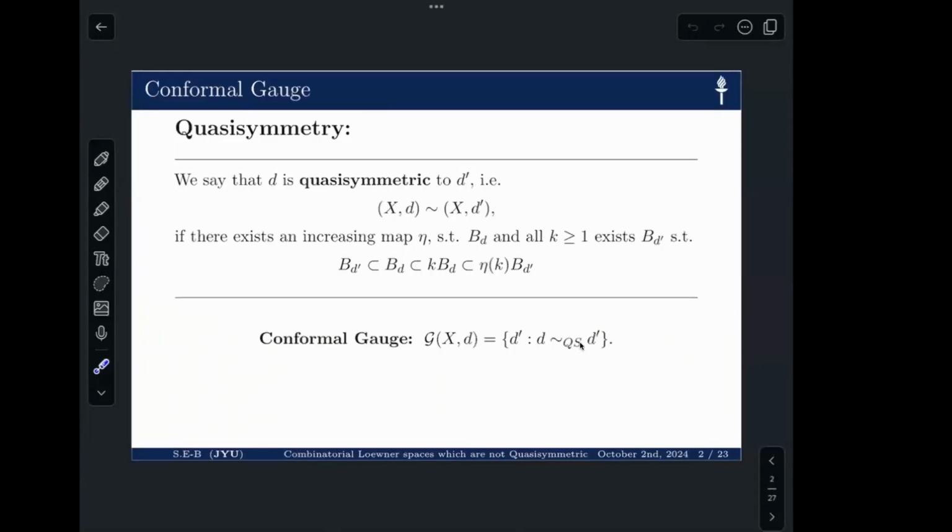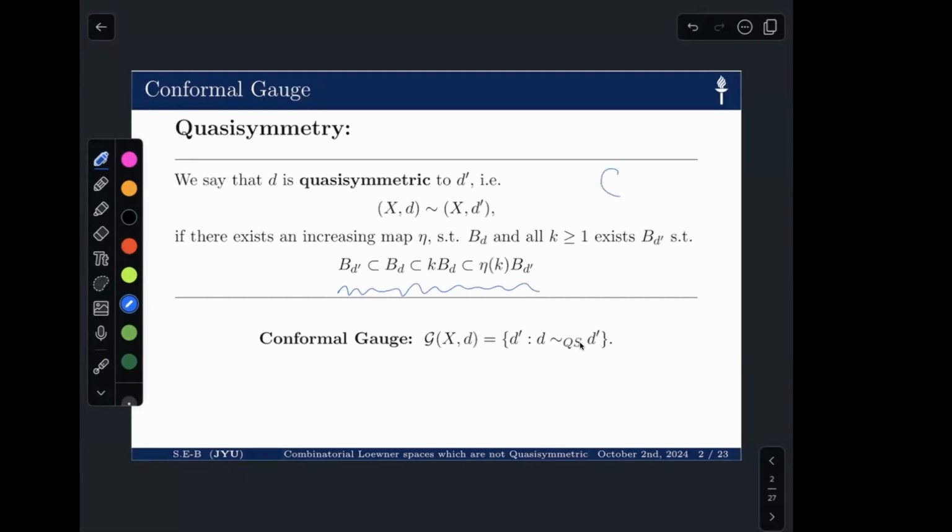So in this seminar, of course, hardly one has to define this, but just as a reminder, consider a problem of the conformal gauge. This consists of all metrics d prime that are quasi-symmetric to D. And this quasi-symmetry relation can be described in many equivalent ways, but I describe it in this fashion, that balls in one metric are roughly balls in another metric.